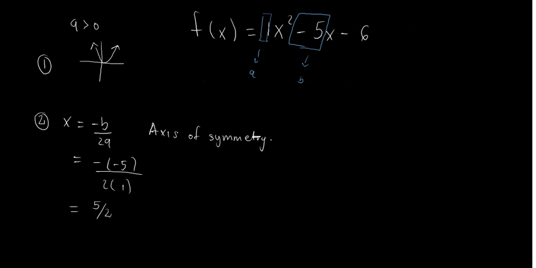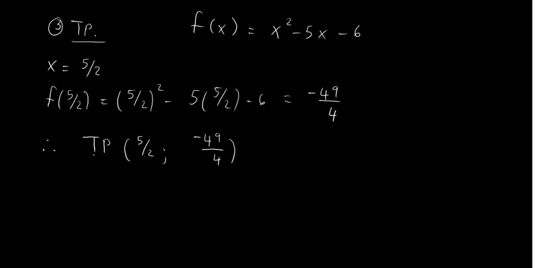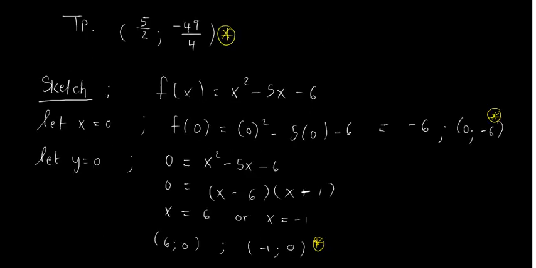Okay. We found that our turning point, therefore, is equal to 5 over 2 and negative 49 over 4. All right. We also sketched the graph, and to sketch the graph, I told you guys that it's important to start off by letting your x be equal to 0, and letting your y be equal to 0 to get the y-intercept and the x-intercepts. We found that our x-intercepts were 6 and negative 1, and we found the y-intercept to be equal to negative 6. Okay, I drew the function, right?